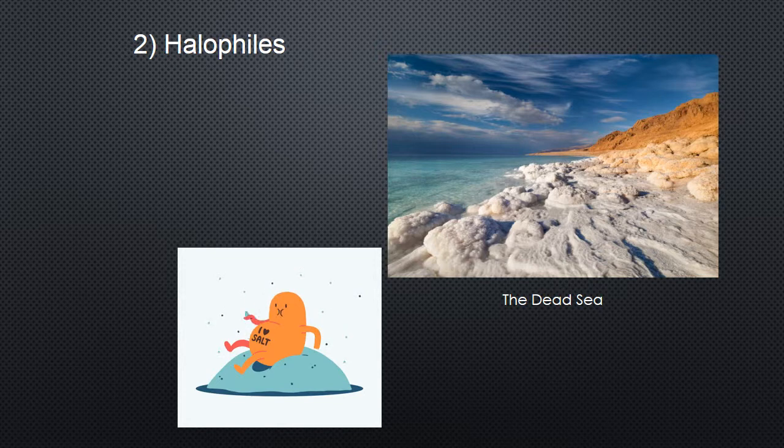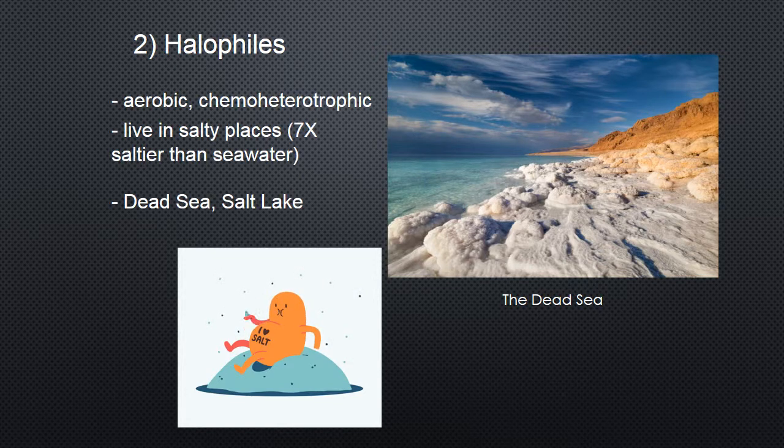The second type is a halophile. Halophiles are aerobic, so they do require oxygen, and they are chemoautotrophs. They tend to live in very salty places, because halo meaning salt, phile means they love salt. So they live in very, very salty places, like the Dead Sea, which is 7 times saltier than regular seawater, and this is where the halophiles live.